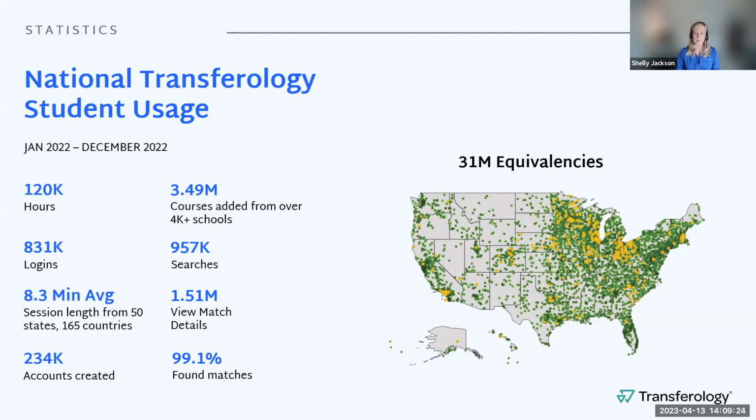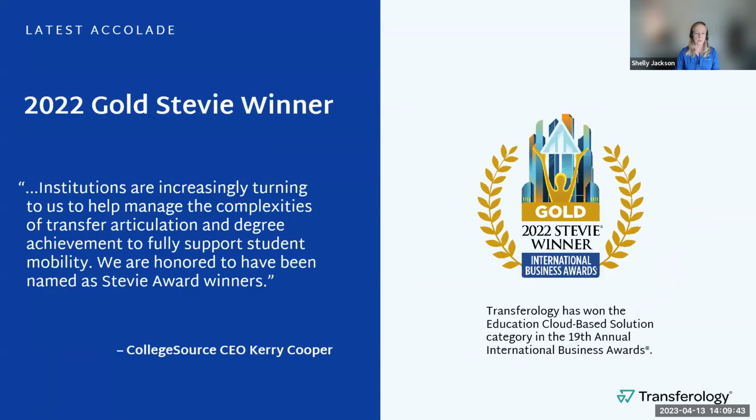You might be interested in this map. You can see where there's a yellow star. Those are schools that participate in our network. I believe right now we have about 420 schools in the Transferology network. The green dot on the map shows the student usage. The darker the green dot, the higher the student usage.